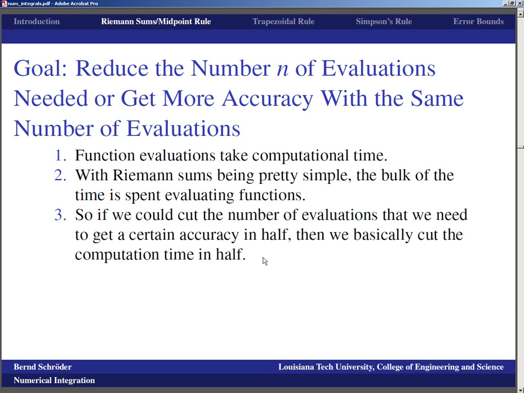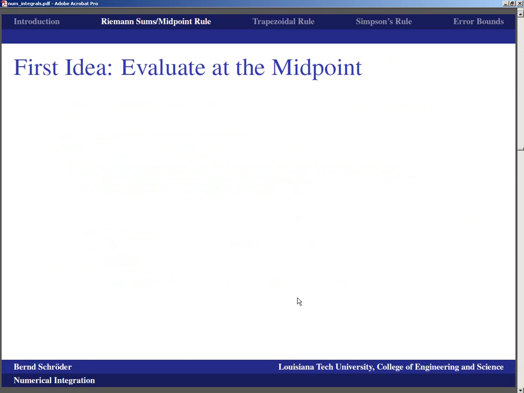And that is huge even with large computers, because if you can cut computation time in half without putting more demands on your equipment, you certainly want to do that, because otherwise somebody will ultimately realize you're wasting my computation time, you're wasting money technically. Okay, so that would be huge. Even 10% in fact would be significant. And so the first idea to cut down on effort is to evaluate at the midpoint.